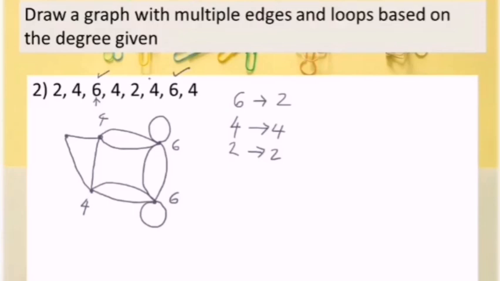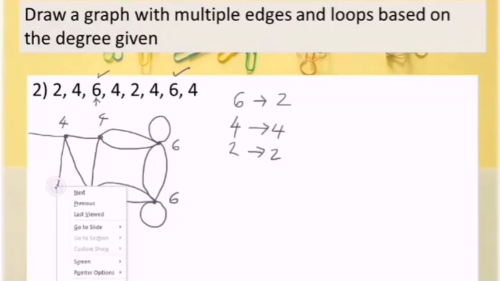Okay, next. How many 4 already? 2, right? So for this one, I draw out 1. Draw another line, 2. So for this vertex, I have 1, 2, 3, 4. Here, 4. So I need to draw another 4 because for vertices with 4 degree, we have 4. So 1, 2, 3, another 1. Here, this vertex, I cannot draw any line already because 4 is enough already.